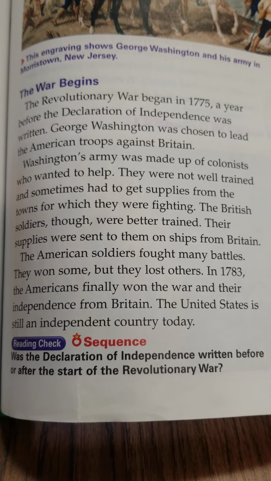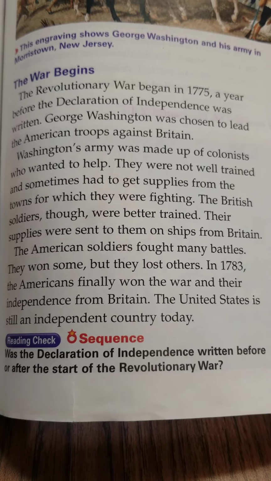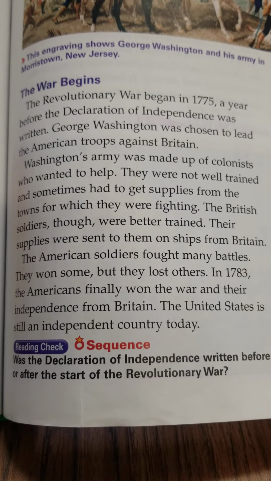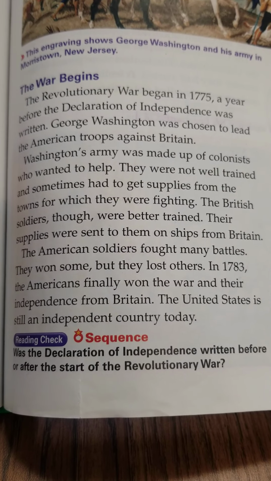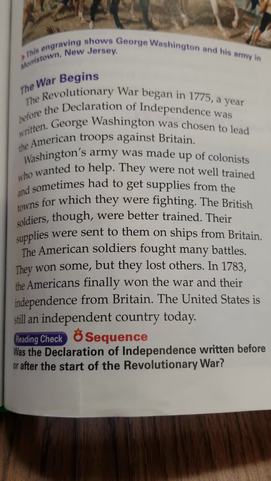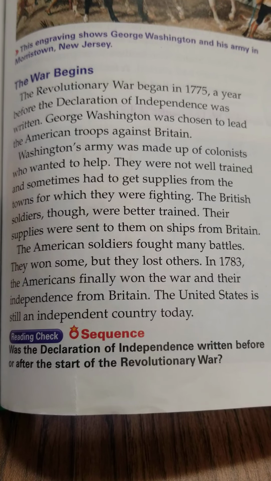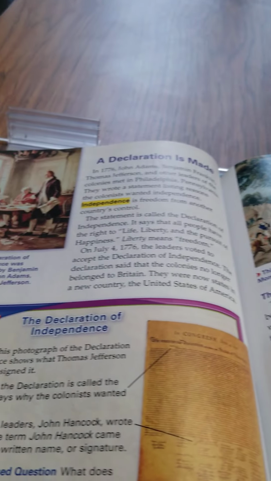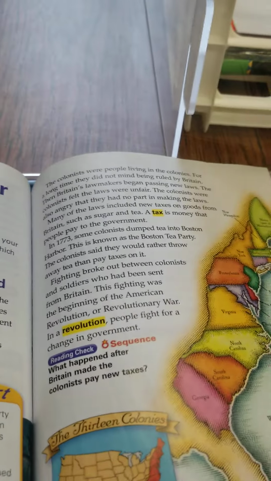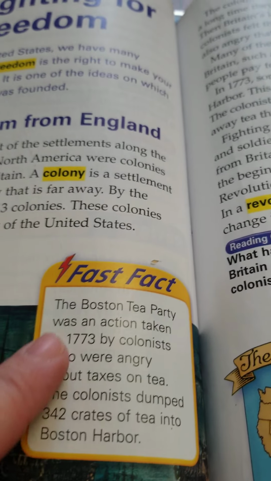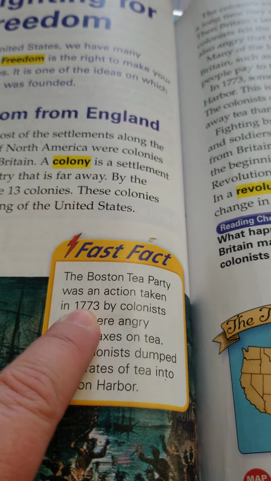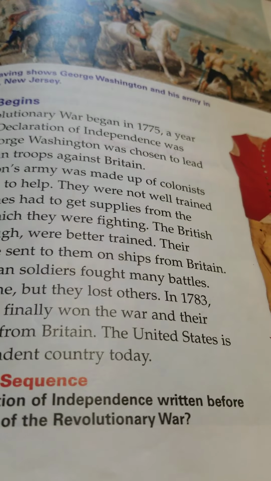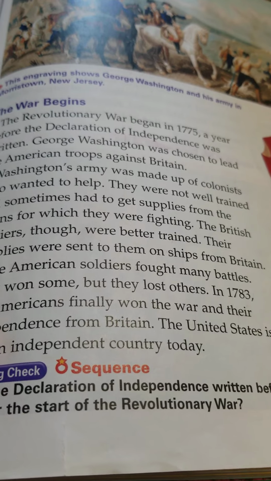The American soldiers fought many battles. They won some, but they lost others. In 1783, the Americans finally won the war and their independence from Britain. The United States is still an independent country today. So if you think back now to what we talked about, I believe it was in 1773 that we had the Boston Tea Party. Yes, I'm turned back a page. 1773, and it wasn't until 1783 that the British surrendered and the Americans won.